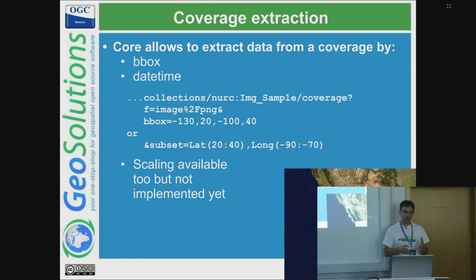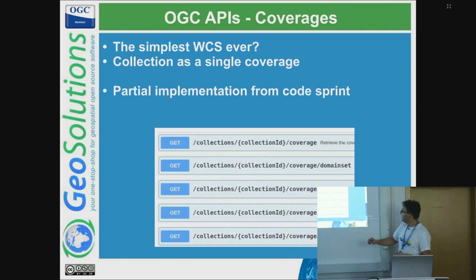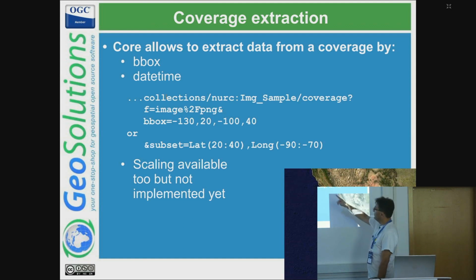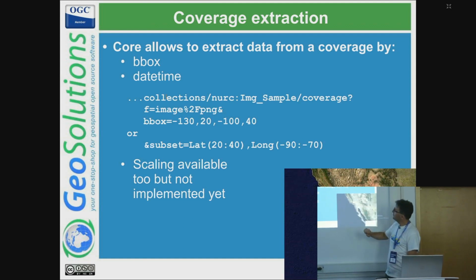You have one sub-resource which is the coverage itself, which is everything, all the data, all the metadata, but you can also have the domain set, the spatial component of the coverage, the range type, the bands, let's say, the description of the bands that are typed, how many, and so on. The range set, which is the pixels, and the metadata, which is everything else. When you merge these four together, you get the coverage. So this is your presentation as GeoTIFF, NetCDF, or whatever. And you can do coverage extraction either by bounding box or using subset.